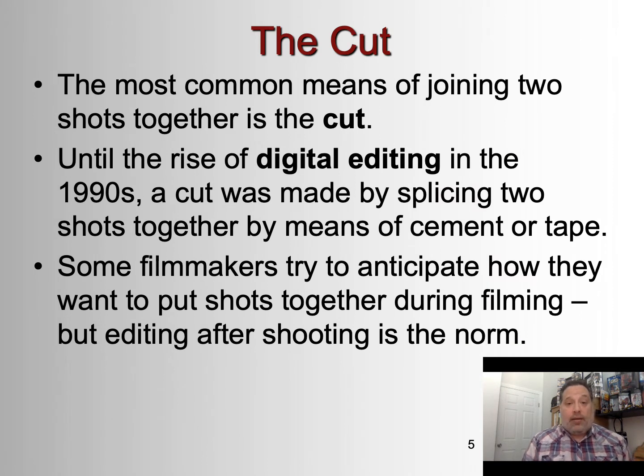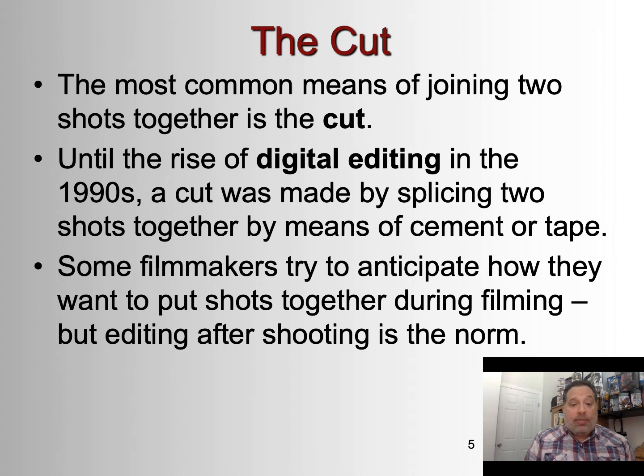The cut. The most common means of joining two shots together is simply called the cut. Probably heard this before, right? And it's called that because until the rise of digital editing in the 90s, a cut was made by splicing two shots together by means of cement or tape. They were literally cut, right? The film was taken from the camera and cut and taped back together.